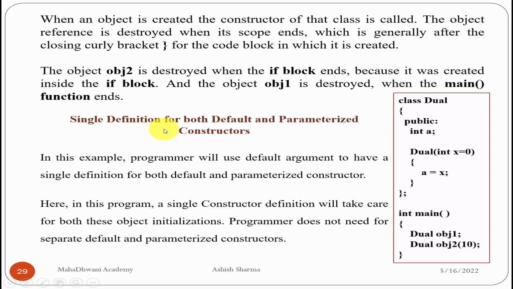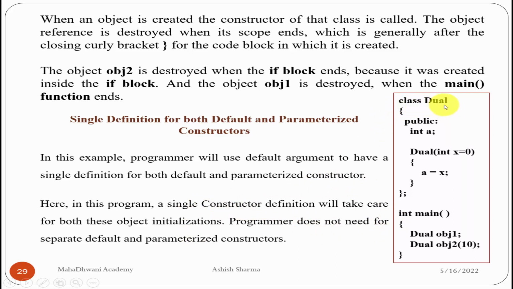Now, a single definition for both default and parameterized constructor. How can we take a single definition for a default and parameterized constructor? In this example, the programmer will use a default argument to have a single definition for both. Here in this program, a single constructor definition is used for both object initializations. The programmer does not need separate default and parameterized constructors. So we take only one definition for both. How can we write this?